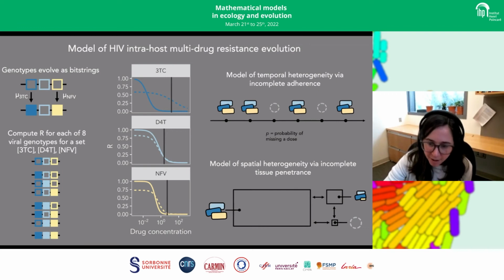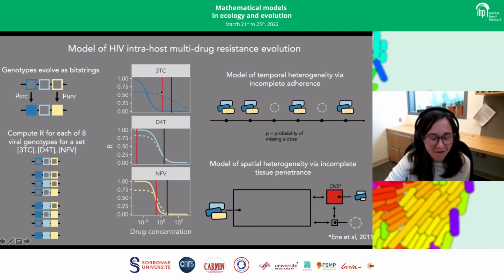And so our model of spatial heterogeneity is similar to a lot of the models that people are presenting here in terms of spatial structure. We assume that there's a large component of the body that's proportional to the size of the blood plasma, where they're getting full doses of the drug, measured over a complete dosing cycle. We take the average. But then we also model a smaller central nervous system compartment that has a concentration that's proportional to the concentration of these antiretrovirals that are measured in the central nervous system versus the blood.